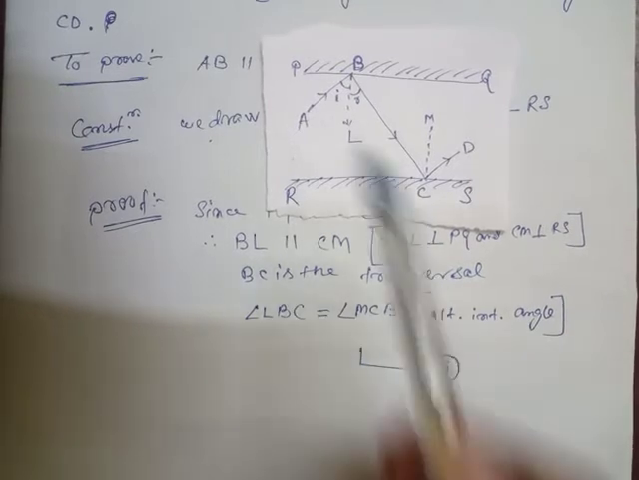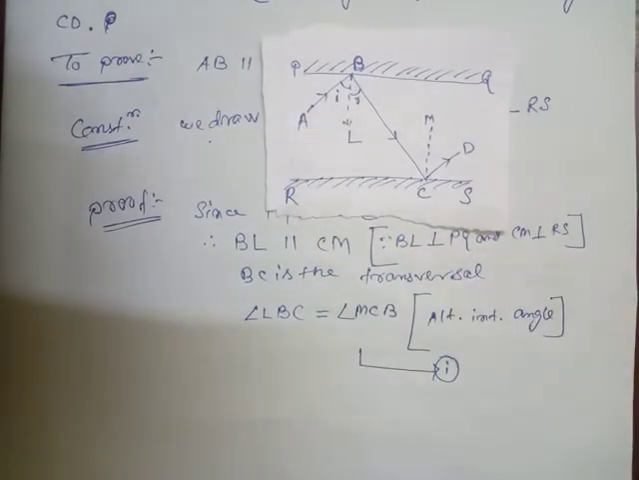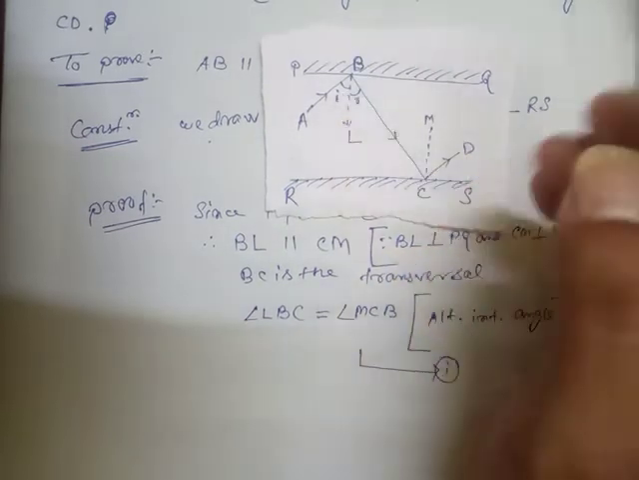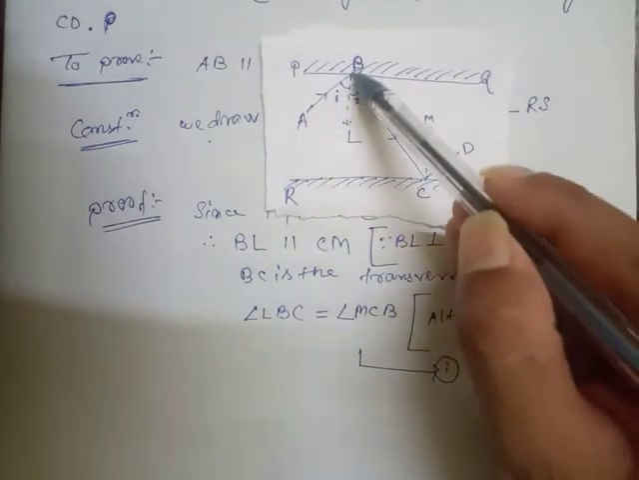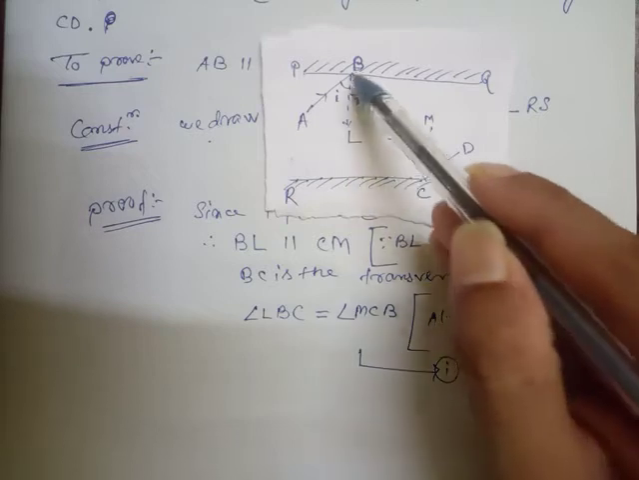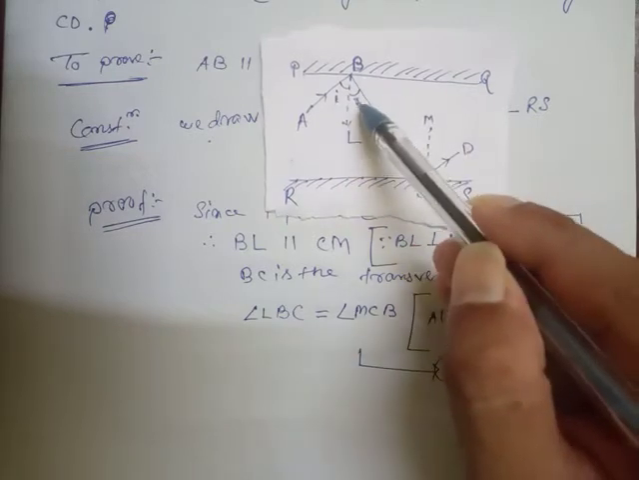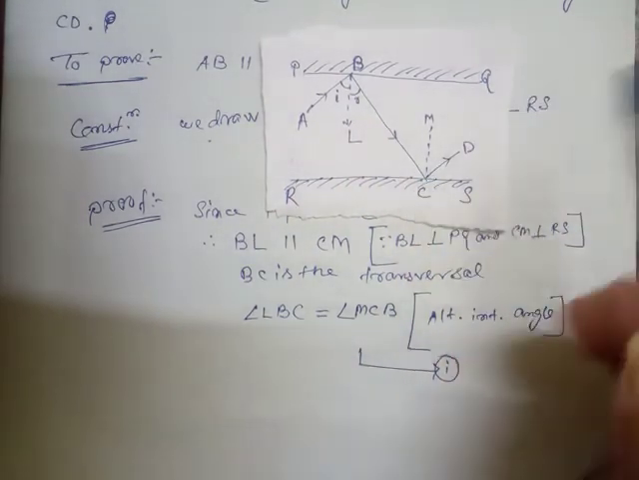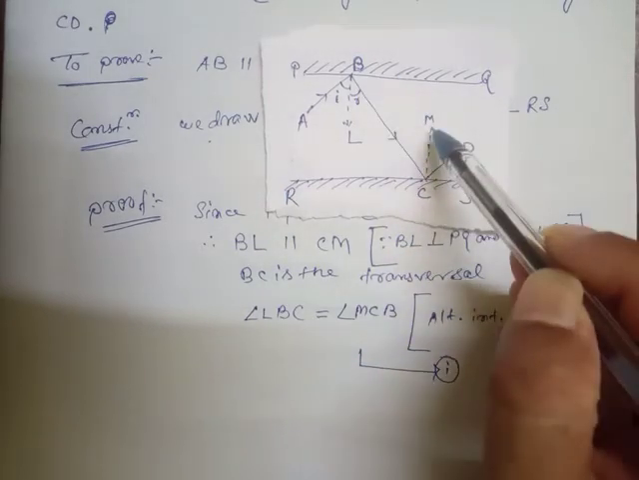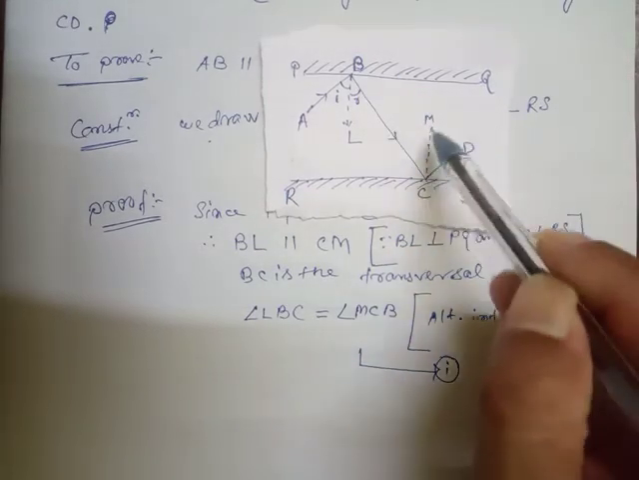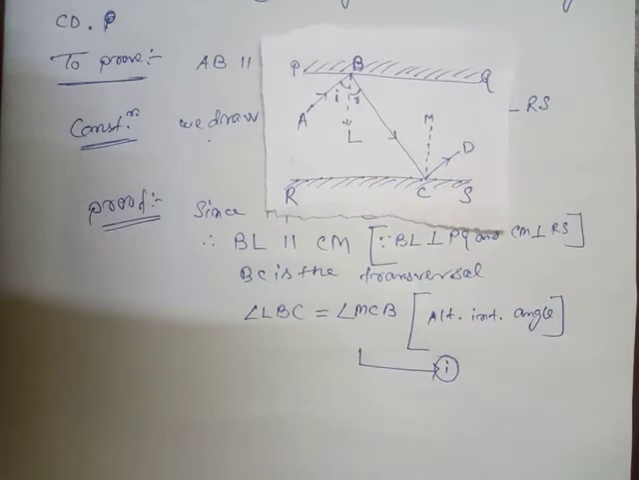Now look, one more thing here, just write down A. If I means angle of incidence, so ABL equals LBC means angle of incidence equals angle of reflection. Similarly here also, BCM equals DCM, angle of incidence equals angle of reflection.